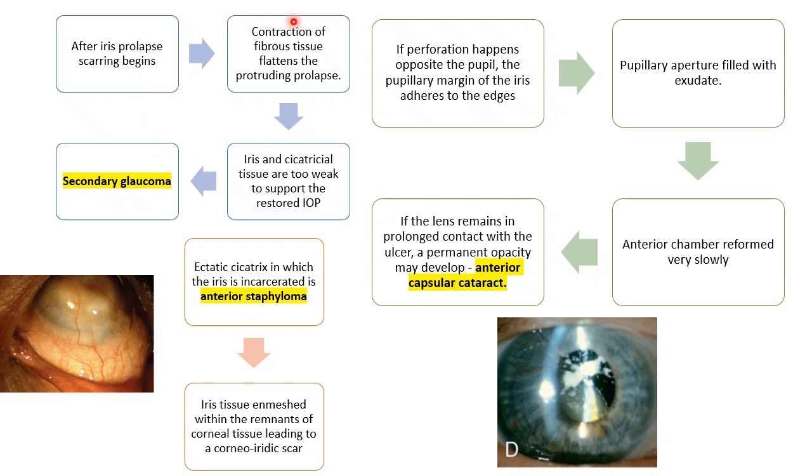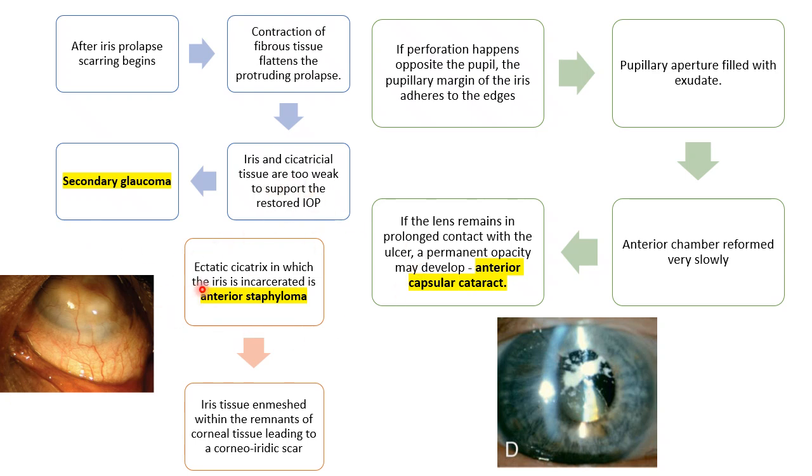After iris prolapse, scarring begins. With the scarring, there is contraction of the fibrous tissue, and the prolapsing iris is flattened out. However, this cicatricial tissue, fibrotic tissue, is too weak to support the restored IOP. And now that the anterior chamber has reformed, the IOP would gradually rise, but the intraocular tissues would be unable to support it. This would lead to secondary glaucoma, another complication, right?